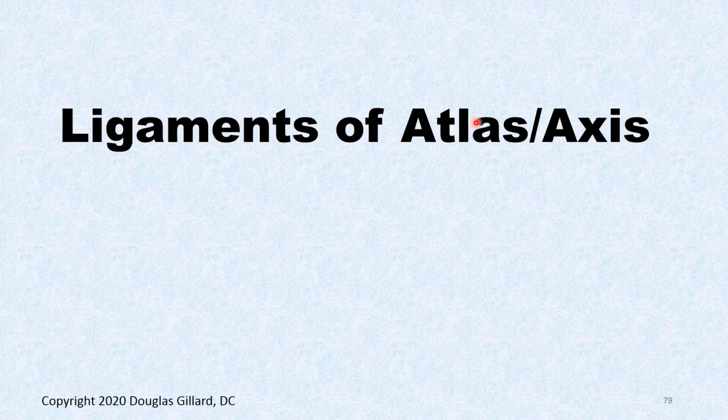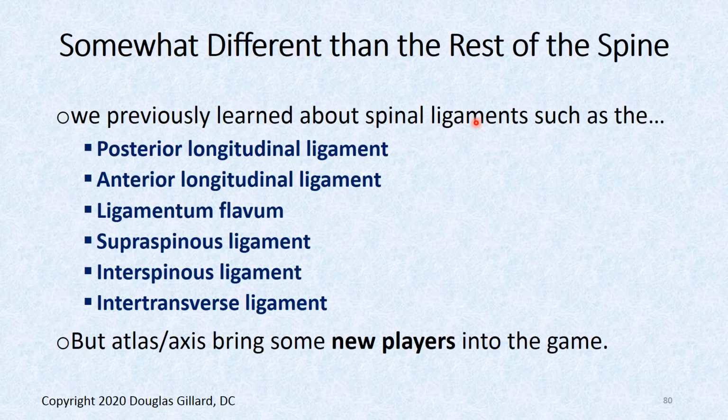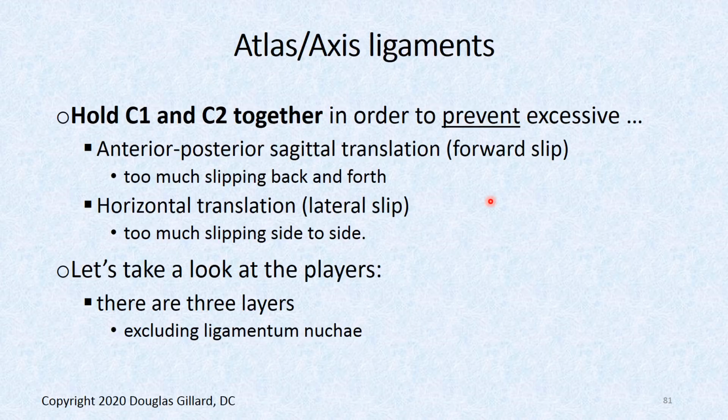Good. All right, let's go through these ligaments. We looked at these already. So here's the normal ligaments of the spine we've already talked about in other videos. There are some different ones. So we've already talked a little bit about how C1 and C2 have to be held firmly together. So you don't want any forward slip, no AP sagittal translation. You'll be paralyzed if a huge amount of that happens. You don't want side-to-side slip or lateral slip. That's called horizontal translation. Look at my biomechanical spine video if you don't understand that.